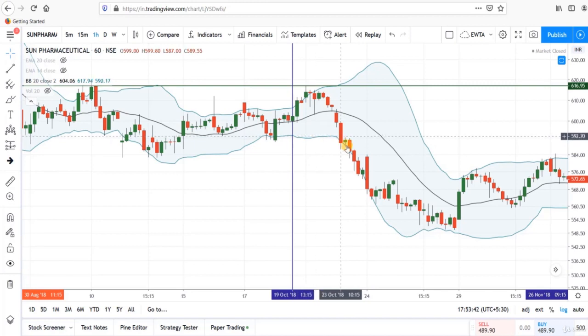At this candle, bands are going apart. It means volatility is increasing. So we can get an idea here that downtrend may continue, and you can see prices are trading near the lower band. Downtrend can continue for some time more.